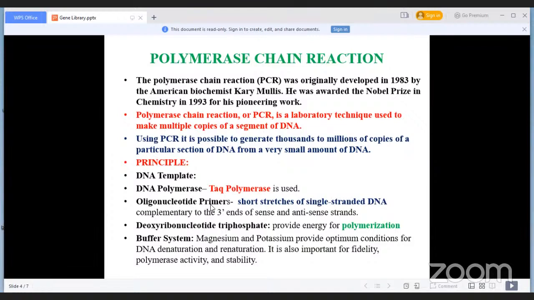Next, oligonucleotide primers. This is the booster for the DNA polymerase enzyme. Without primers, remember, DNA polymerase never does this activity. When you add the primers, in the form of short stretches of single-stranded DNA, to the DNA polymerase, only then does it start the activity. The short stretches of single-stranded DNA are complementary to the 3' end of the sense and antisense strands, the 3' end of both the sense strand and the antisense strand.